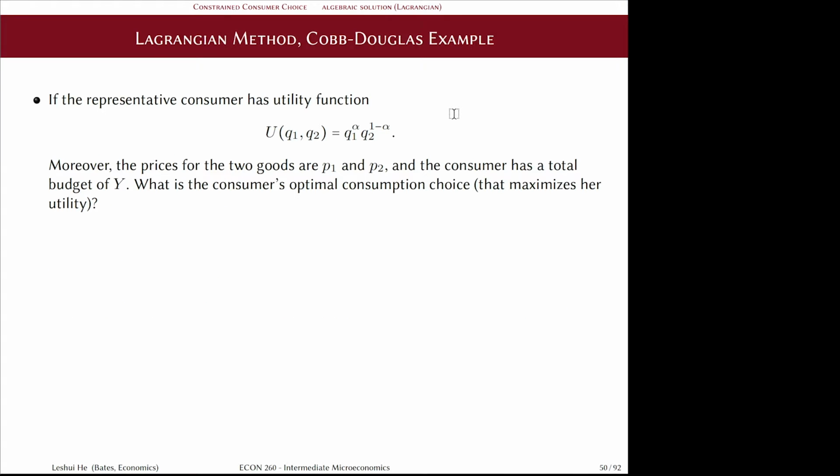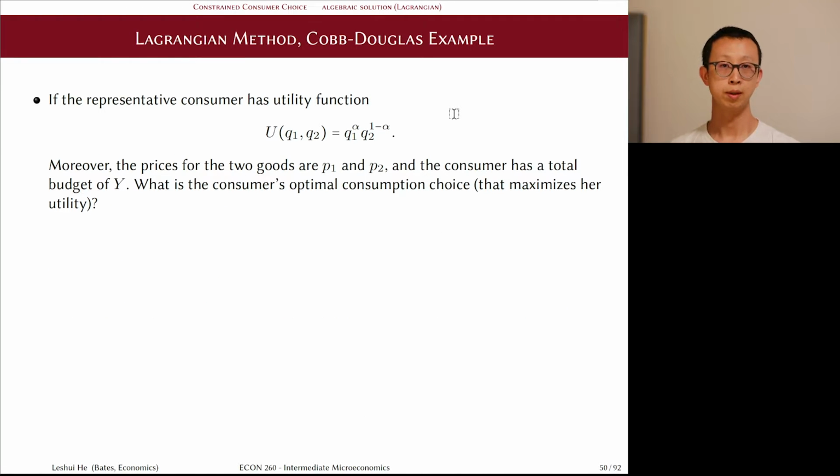Now let's put the Lagrangian method to work with the Cobb-Douglas utility function. Let's say we have a representative consumer who has a preference relationship that can be represented by a Cobb-Douglas utility function with a parameter of alpha. Moreover, the prices of the two goods are P1 and P2, and the consumer has a total budget of $Y. So what is the consumer's optimal consumption choice that maximizes her utility?